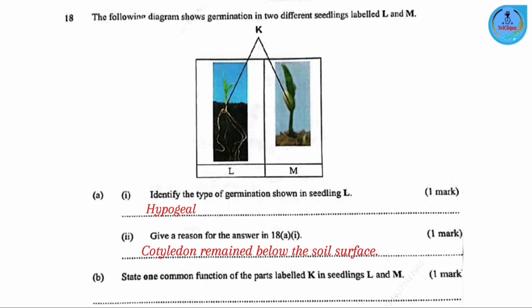Part B. State one common function of the parts labeled K in seedlings L and M. So this is the cotyledon. It's used for the storage of food, okay? And this food is needed because it's going to be broken down, hydrolyzed in order to provide energy for germination to take place.